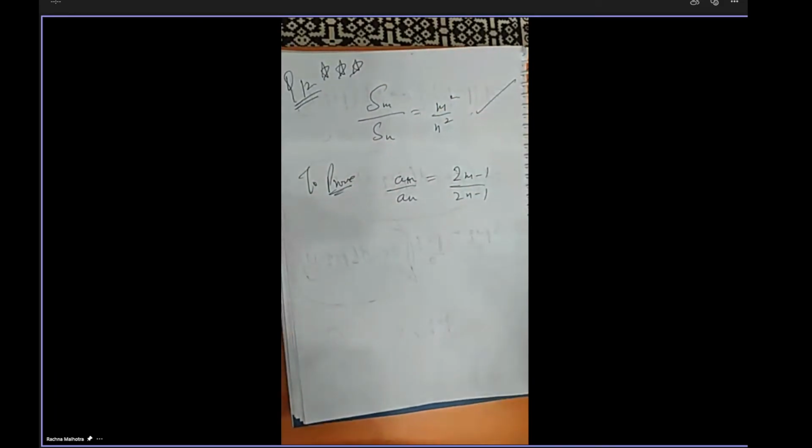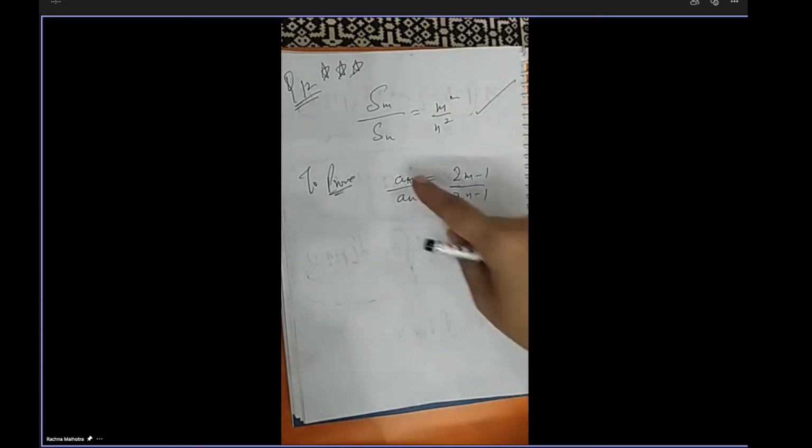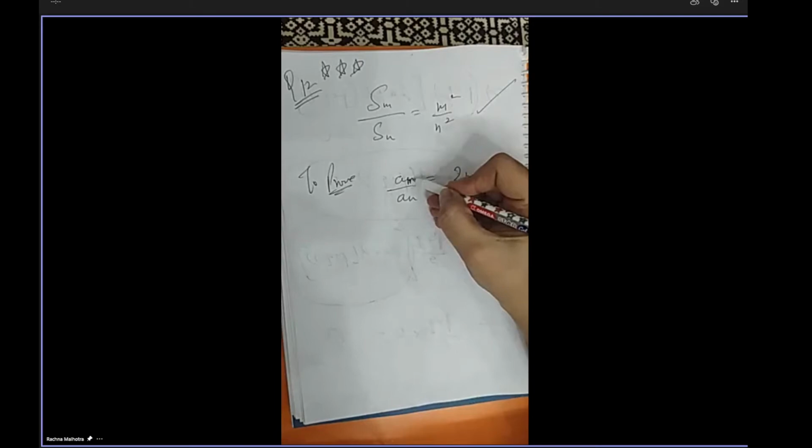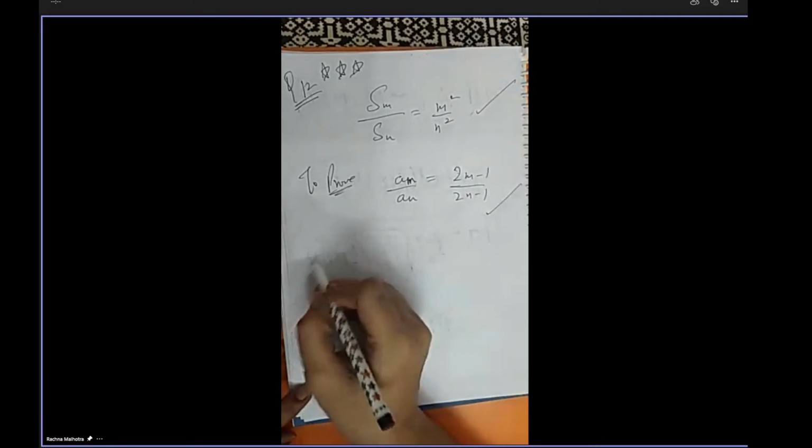So the ratio of the sums is available. You can see m square is to n square. We have to find the ratio of mth and nth term. Any suggestion from your side? How will you solve this one? Any suggestion?